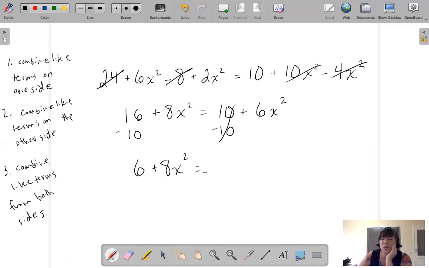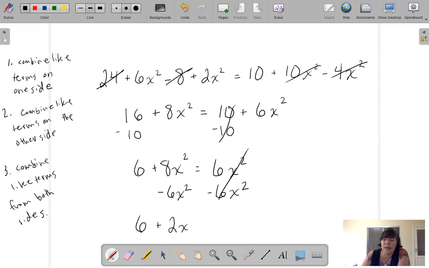squared equals 6x squared. Now, if I've got 6x squared and I want 0, what do I do? I take away 6x squared. If I do it to one side, I have to do it to the other side. Now, I've got 6 plus 8 minus 6 is 2. 2x squared equals 0. Done.